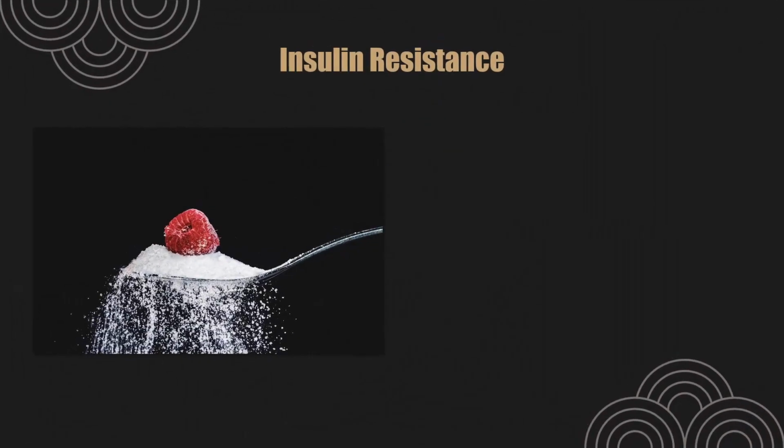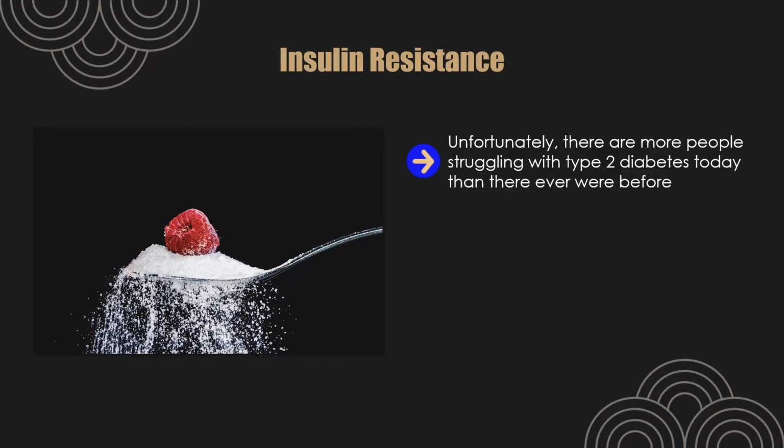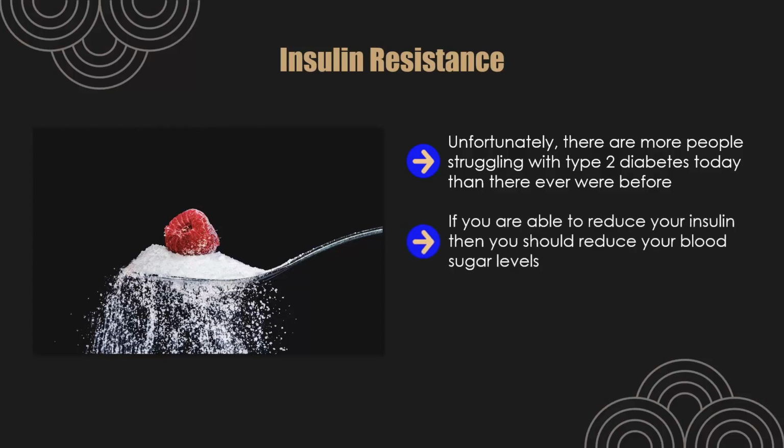Insulin resistance. Unfortunately, there are more people struggling with type 2 diabetes today than there ever were before. It is more common with people that are considered obese. With diabetes, you experience elevated blood sugar levels caused by insulin resistance. If you are able to reduce your insulin, then you should reduce your blood sugar levels. This is a great way to protect yourself from type 2 diabetes.